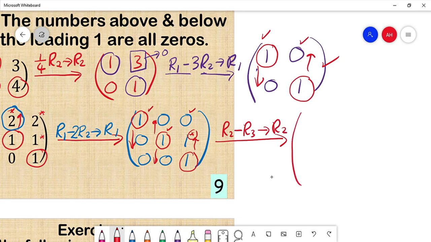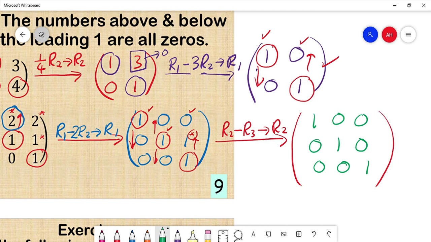Okay, let's see what our final answer will be. Row number 1 is still the same, 1, 0, 0. Row number 3 is also still the same, 0, 0, 1. Now for row number 2, when we subtract row number 2 minus row number 3, we have 0 there. 0 minus 0 is 0. 1 minus 0 is still 1. 1 minus 1 is 0. Therefore, this is the new matrix.